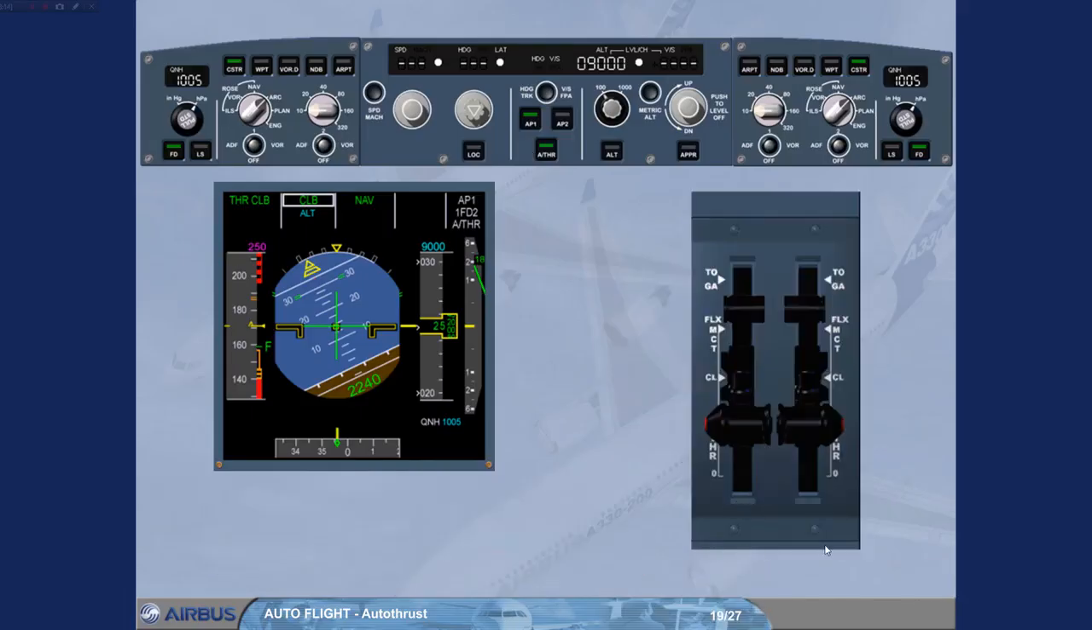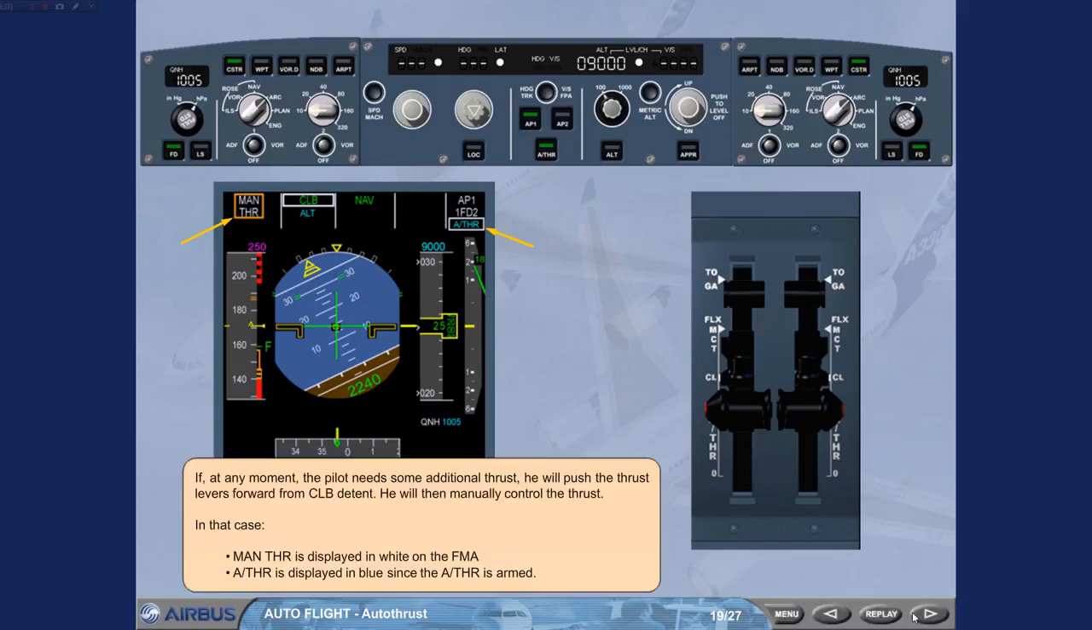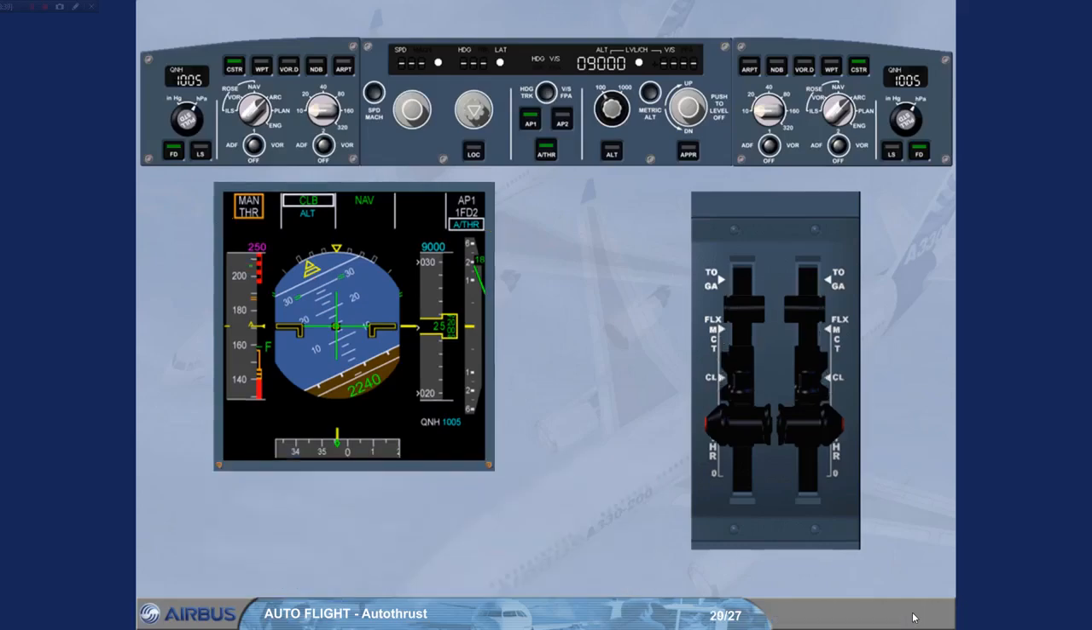If at any moment the pilot needs some additional thrust, he will push the thrust levers forward from climb detent. He will then manually control the thrust. In that case, manual thrust is displayed in white on the FMA. Auto thrust is displayed in blue, since the auto thrust is armed. Whenever the pilot brings the thrust levers back into climb detent, the auto thrust is automatically back on in the appropriate mode.